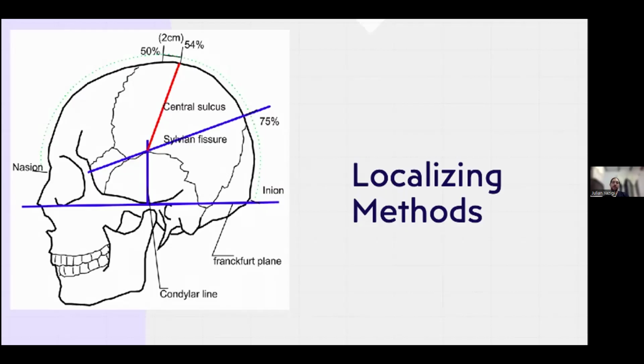Although modern neuronavigation and functional imaging have greatly enhanced our accuracy, these traditional techniques remain indispensable, especially in resource-limited settings. They provide not only a practical backup in challenging situations, but also a foundational understanding of spatial neuroanatomy that underpins all of our neurosurgical practice.